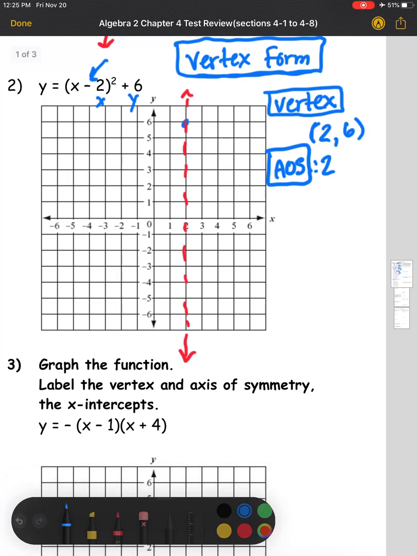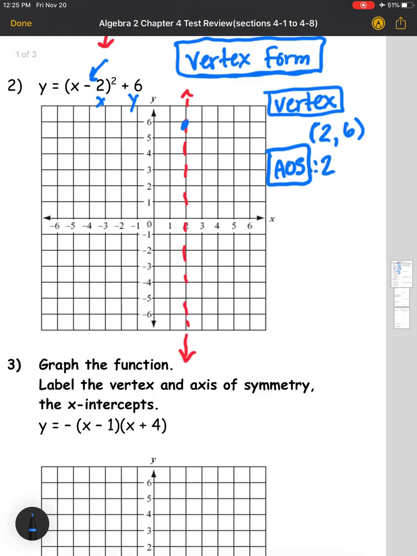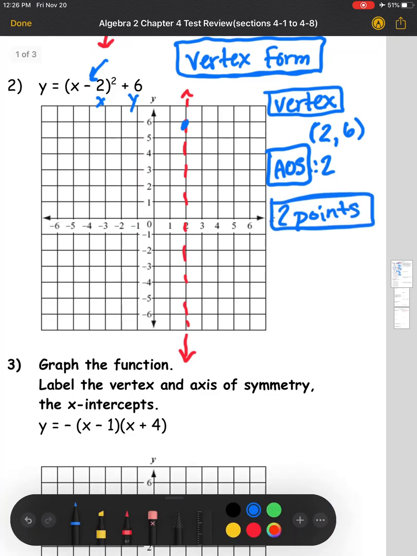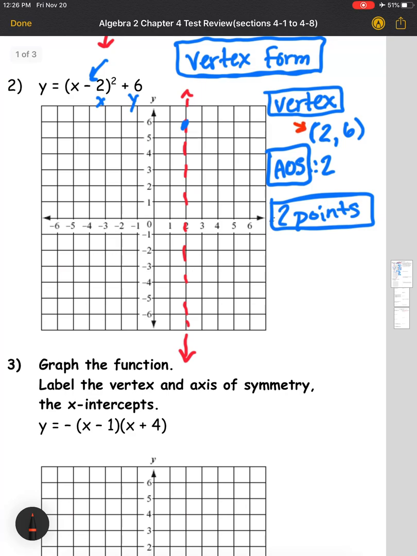But I can't really get anything else out of my quadratic equation just by looking at it. So now, with vertex form, what I'm going to have to do is figure out 2 other points to put on there. And how we're going to do this is we're going to pick values close to the x value that we got, in this case close to 2, because that's my x value right now. So I'm going to pick maybe 1 and 3 for x values.